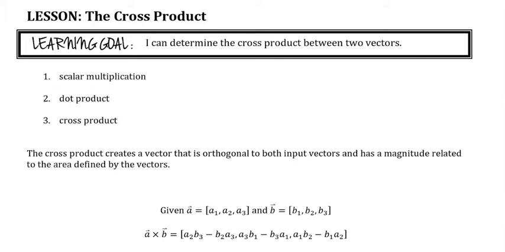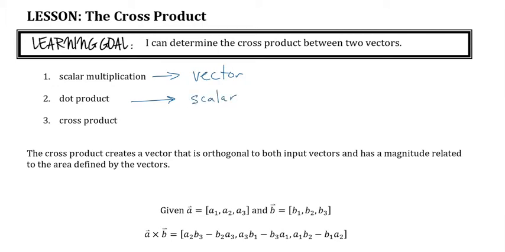What is the result? A vector. And this is something you don't want to have to think about. You want to just know it. You want to really, really know it. What about the dot product? It results in a scalar.